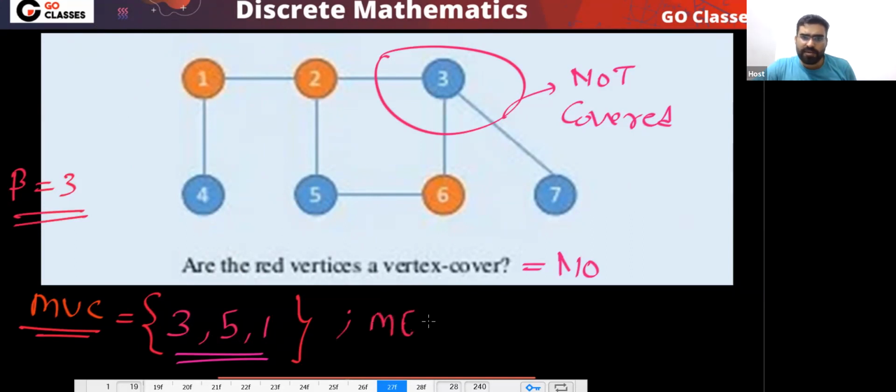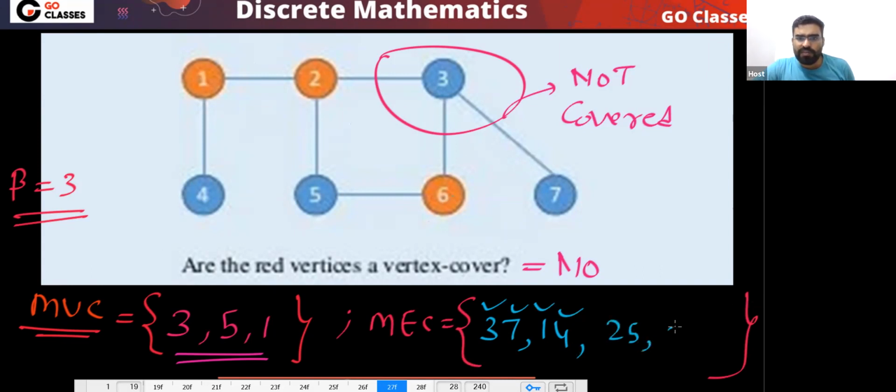And what is the minimum edge cover? So we have to take this edge. This 3, 7 edge we have to take. This 1, 4 edge we have to take. Now these 4 vertices have been covered. Now we can take 2, 5 and 5, 6. So the edge cover number means this beta dash. This beta dash will be 4.